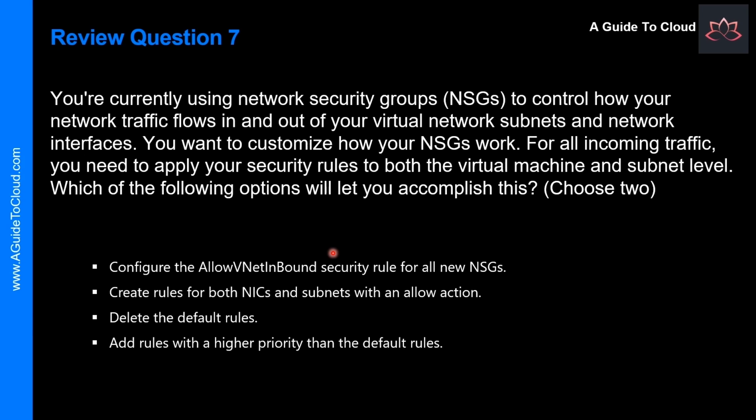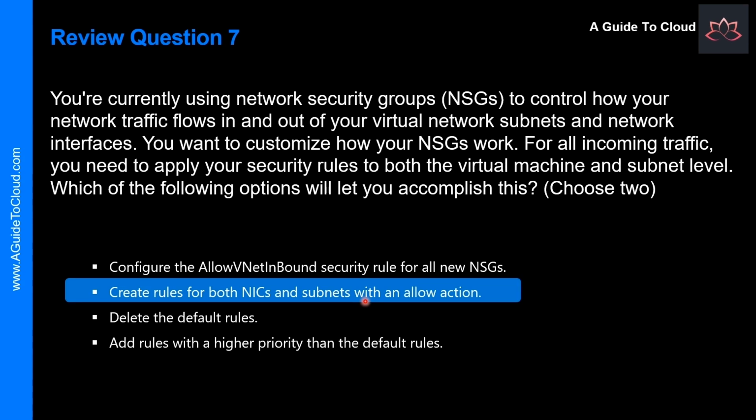So let's read the options. Configure the allow VNet inbound security rule for all NSGs. That is not going to help it. Create rules for both NICs and subnet with the allow action. Absolutely correct. You should add rules with higher priority than the default rule if needed. All right, that's the correct answer.